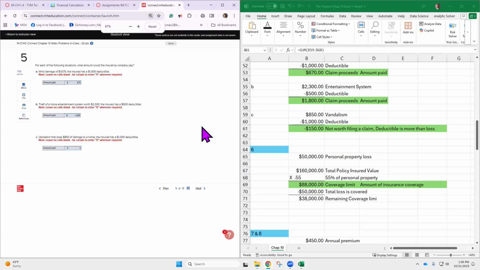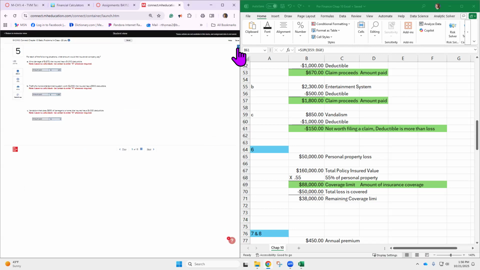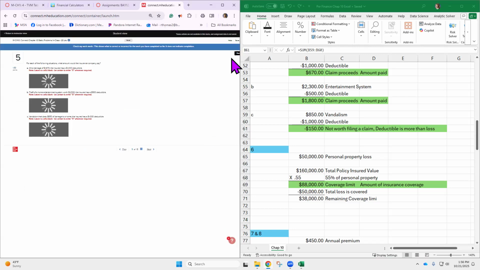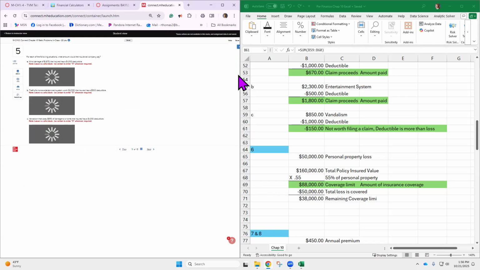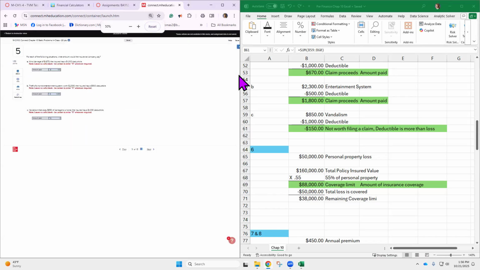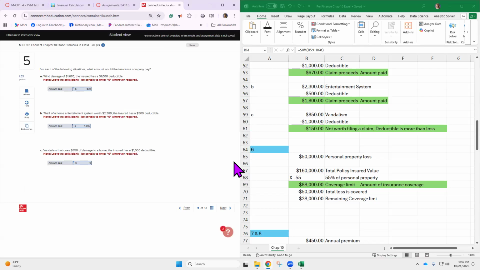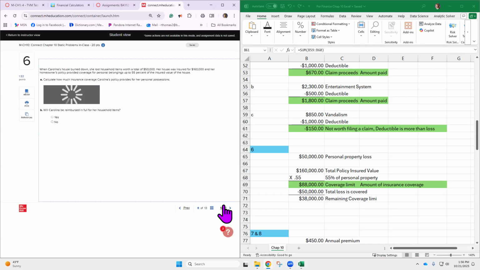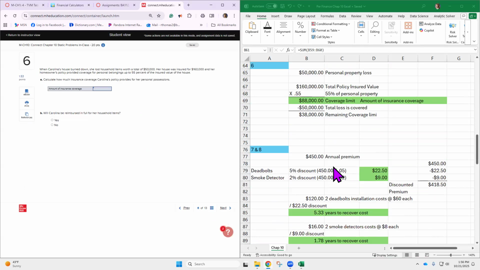I'm sure you've heard the terms meet a deductible. So if a claim doesn't meet a deductible, then there's really no sense in filing a claim. A claim is the amount of damage. You're filing a claim.